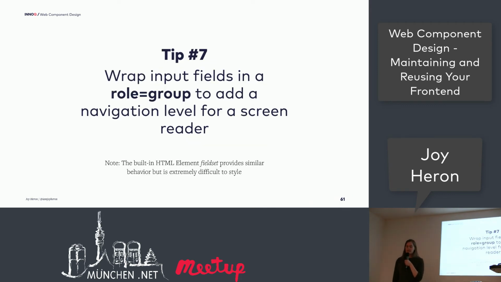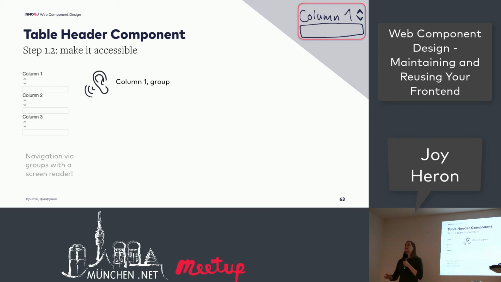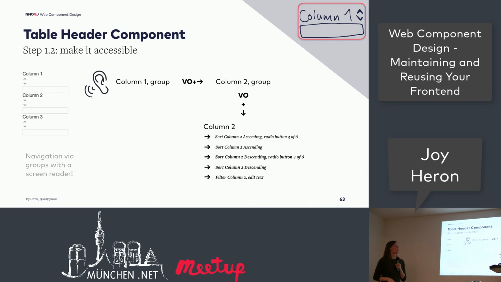So one tip I have is that if you have this kind of situation, we can wrap fields together in a role group, which adds a navigation level to a screen reader. So here I can add the role group attribute and add an aria-labelledby attribute, which takes the ID of an element, which is a label for my group. And then when I run it through a screen reader first, it'll tell me column 1 group, and I can decide, do I want to go into the column 1 group? And if not, I can navigate with my screen reader to the next group. And then it takes me to column 2 group, and then I decide, oh, I want to go and filter column 2. So then I can move into that navigational group in the screen reader, and then it will read out all of these options for me.